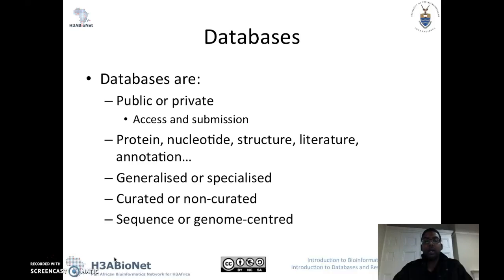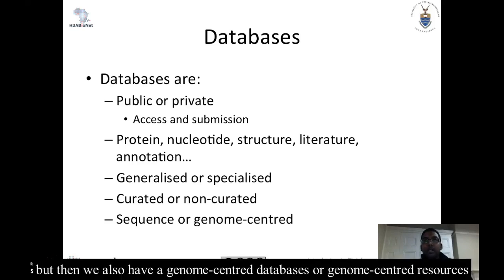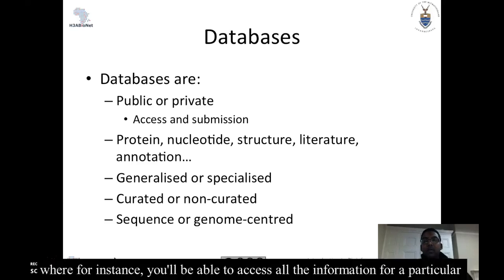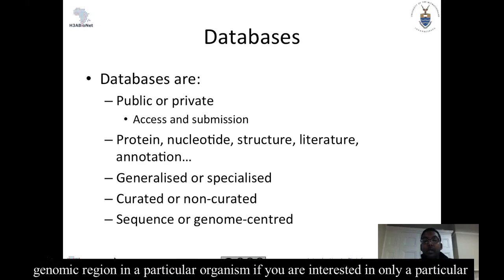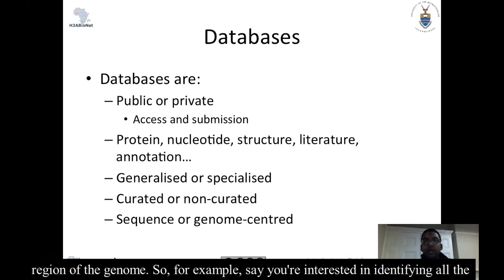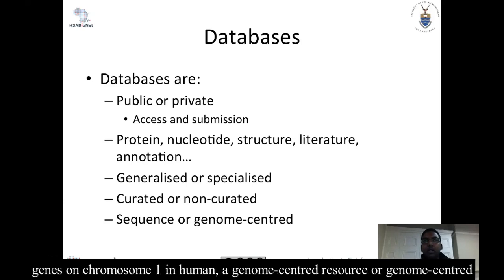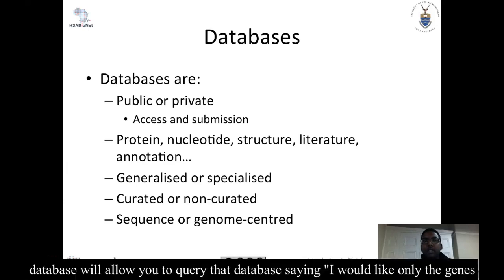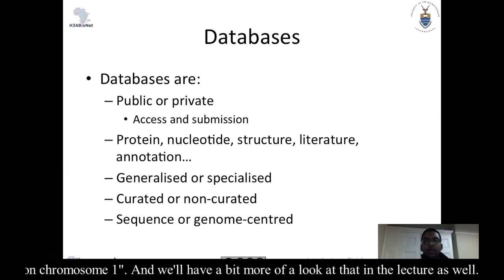But then we also have genome-centered databases or genome-centered resources, where, for instance, you'll be able to access all the information for a particular genomic region in a particular organism if you are interested only in a particular region of the genome. So for example, say you're interested in identifying all the genes on chromosome 1 in human, a genome-centered resource or genome-centered database will allow you to query that database saying, I would like only the genes on chromosome 1 in human. And we'll have a bit more of a look at that in the lecture as well.